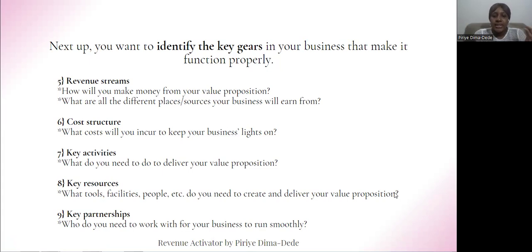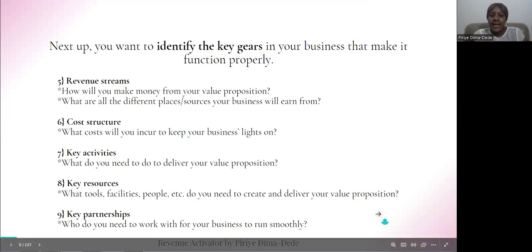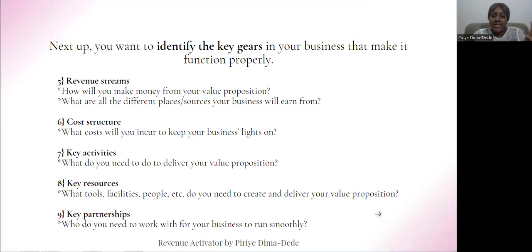And then the seventh segment is key activities. What do you need to do for you to deliver your value proposition? So what activities do you need to do on a daily basis, weekly basis, monthly basis to deliver your value proposition? So still using the example of a bakery, you're going to need to do marketing. If you don't market, you're not going to get customers. When those customers come in, you're going to need to take orders. That's a daily activity. You're going to need to actually process their orders, go ahead and produce the baked goods that they need, and so on, right? So under key activities, you're going to map out those activities you need to do to deliver your value proposition.